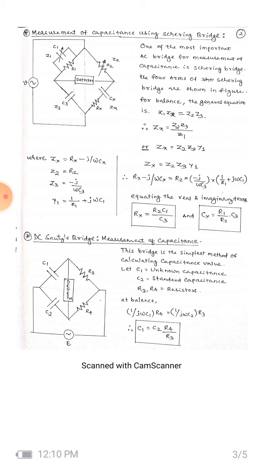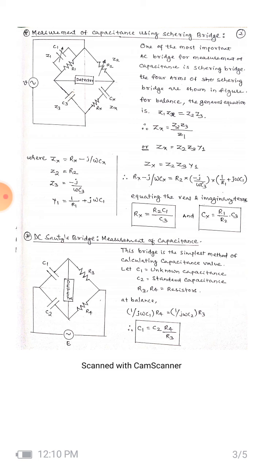If you simplify the given equation and separate the real part and the imaginary part, we get the real part Rx is equal to R2 into C1 divided by C3, and from the imaginary part we get Cx is equal to R1 into C3 divided by R2. So from this bridge we can find the capacitance value.